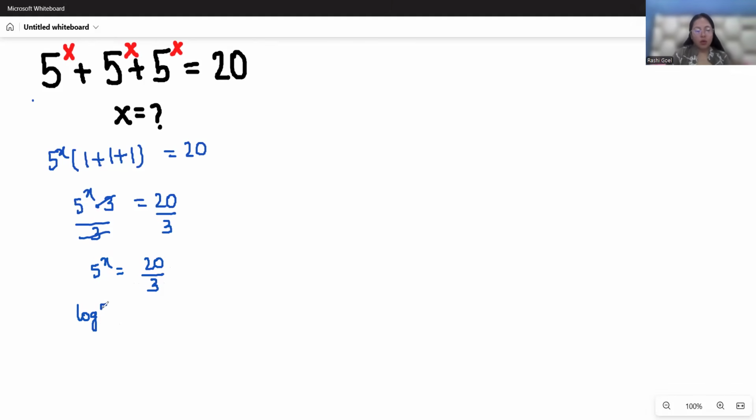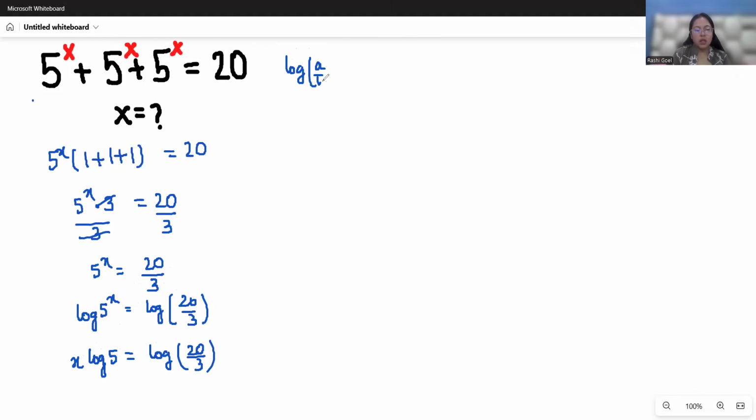Now if I take log on both sides, so log 5^x = log(20/3). So it becomes x log 5 = log(20/3). So we can use the identity log(a/b), we can write log a minus log b. So x log 5 = log 20 minus log 3.